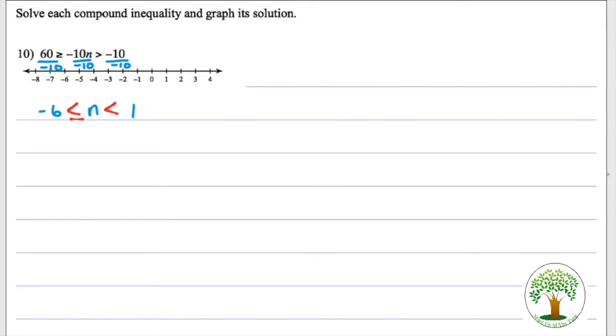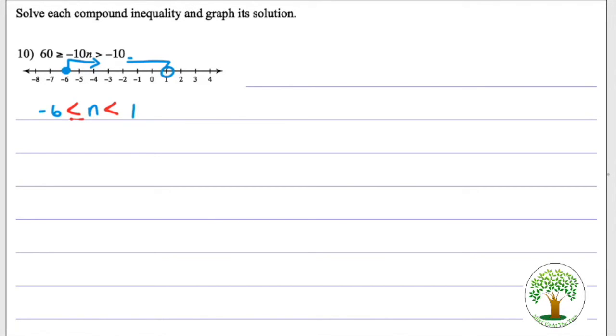Now we're going to graph. We have our negative 6. We're going to put a closed circle on that one. And we have our 1. We will put an open circle on that one. This reads, we're going to read this part first. This says that n, and we have this open here, so n is greater than negative 6, so we come like this. It's coming in, and we have n is less than 1.